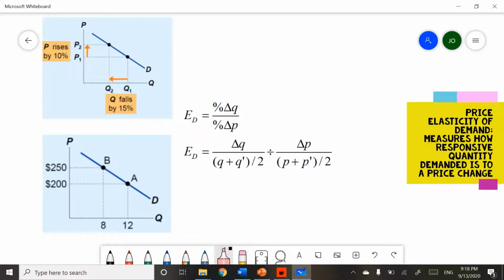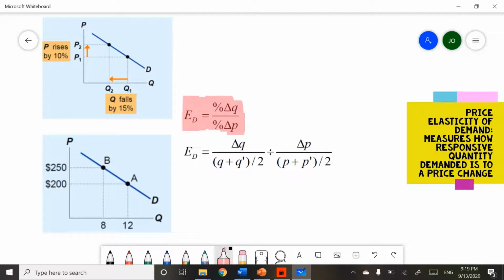So how can we explain this behavior? The answer is elasticity of demand. Elasticity of demand measures how responsive quantity demanded is to a price change. As the formula shows, we measure this by calculating the percent change in quantity and dividing it by the percent change in price.